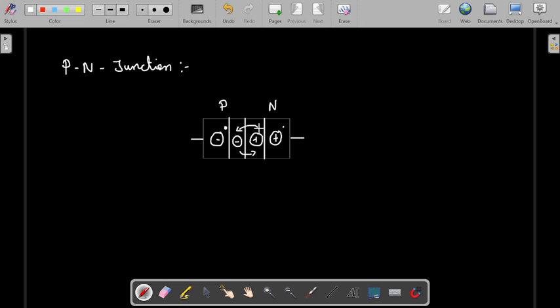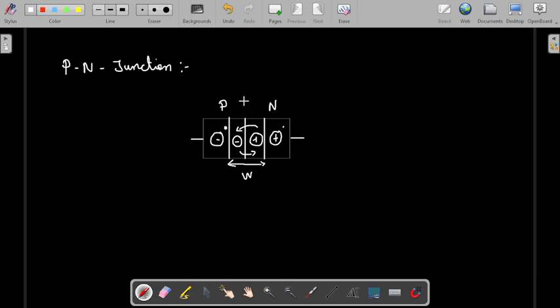Then what will happen? The charge here will be neutralized by the holes coming here, and the holes here are neutralized by the electrons coming here. Then in this region there will be no majority charges and no minority charge carriers. So everything is neutralized and in a stable condition. This region we call the depletion region.